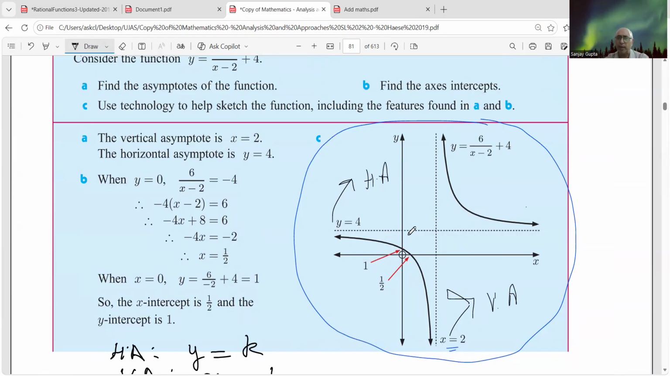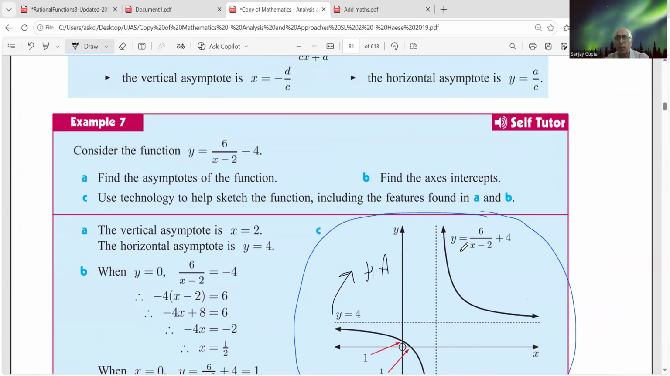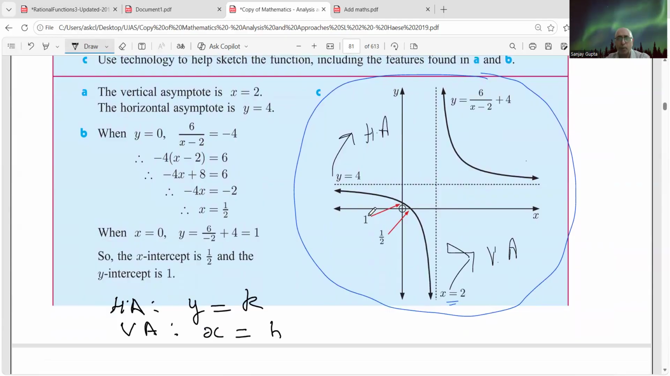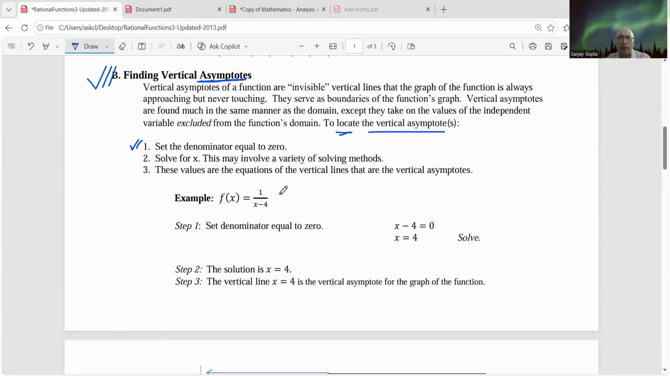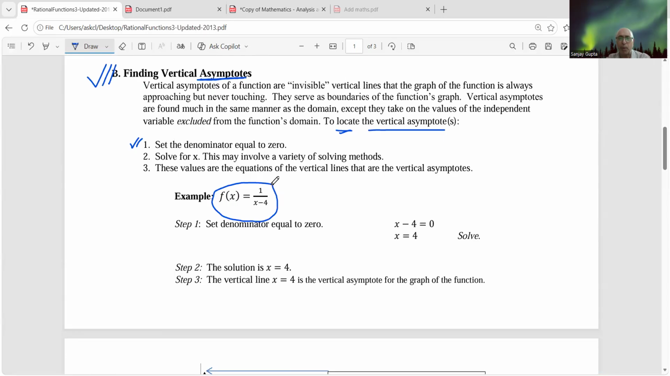Now the question is how to find the vertical asymptotes and the horizontal asymptotes of any graph which has asymptotes. So we will look at some rules. To locate the vertical asymptotes, look for those values of x which are not allowed in the domain. If we know how to write the domain, we know how to find the vertical asymptotes, because the domain decides the vertical asymptote. If I look at this function, f(x) equal to 1 over x minus 4, the domain of this function is all real numbers except 4. That means x equal to 4 is the vertical asymptote here.